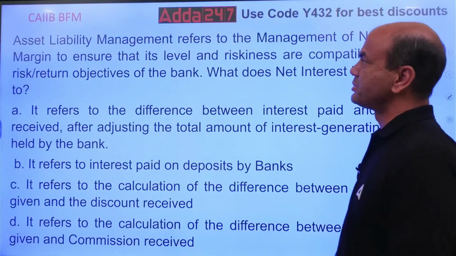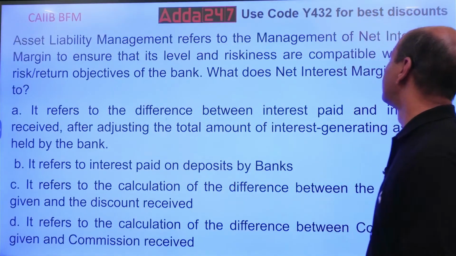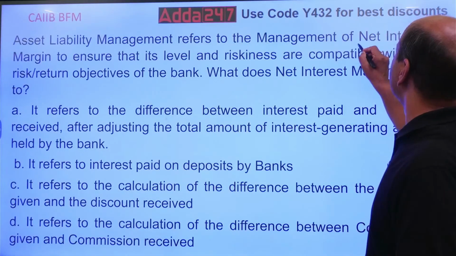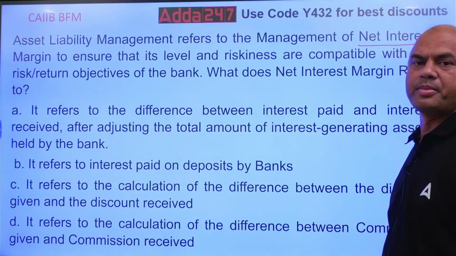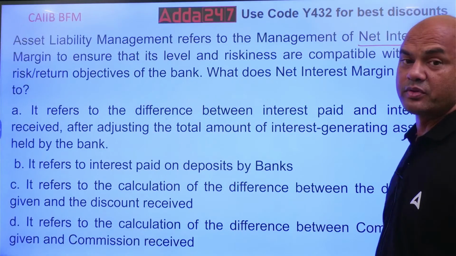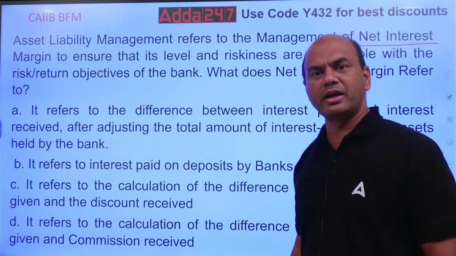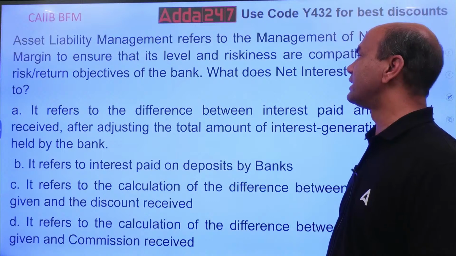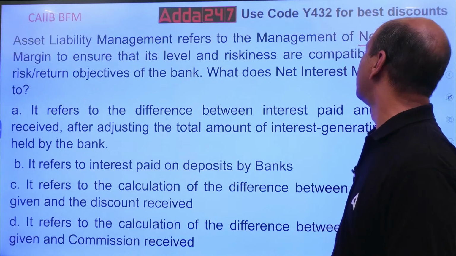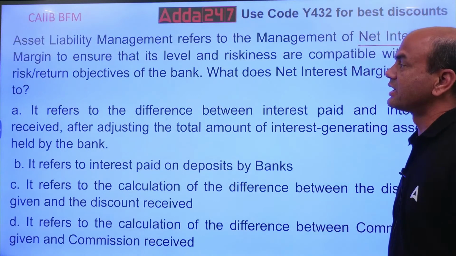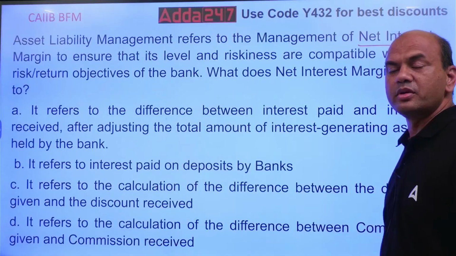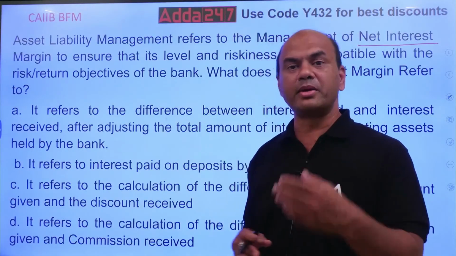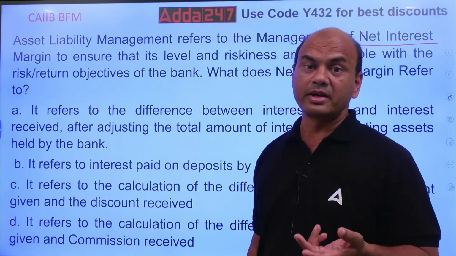Asset liability management refers to the management of net interest margin, NIM. See this, net interest margin, NIM. NIM means what? NII divided by your yielding assets. So NIM, to ensure that its level and riskiness are compatible with the risk return objectives of the bank. It means what? Your NIM is as per the requirement. What is the requirement? Risk reward.